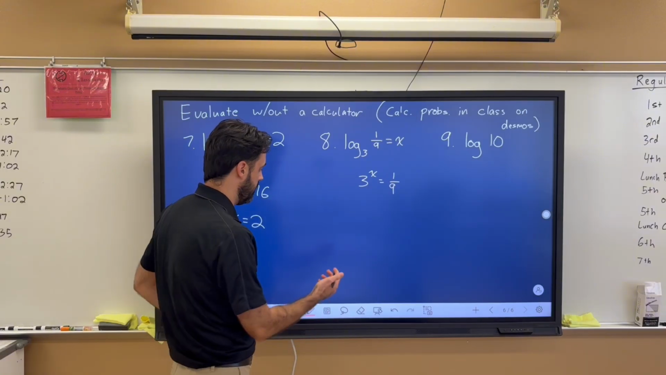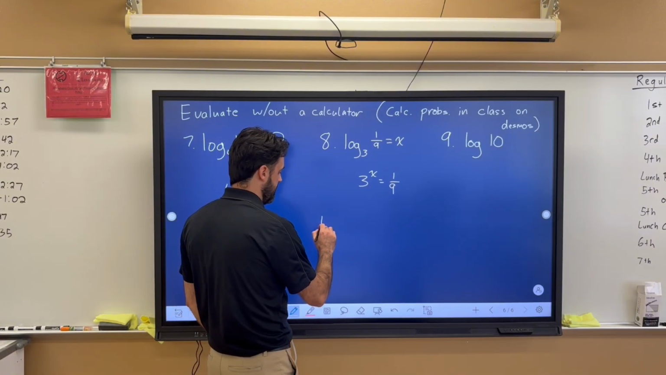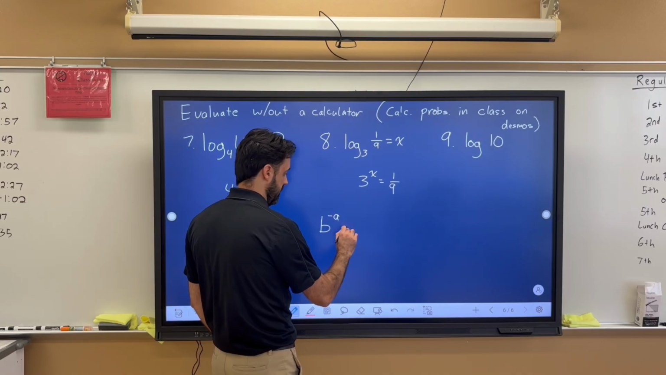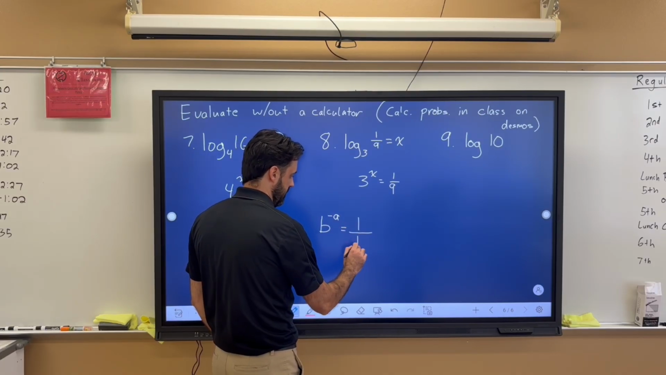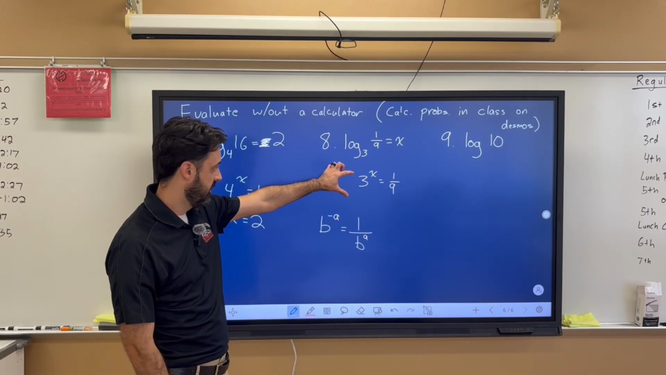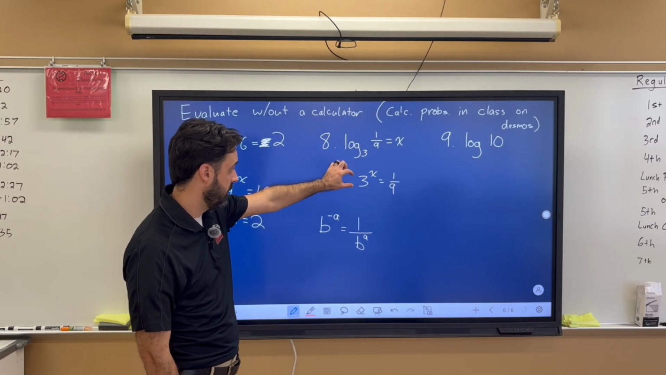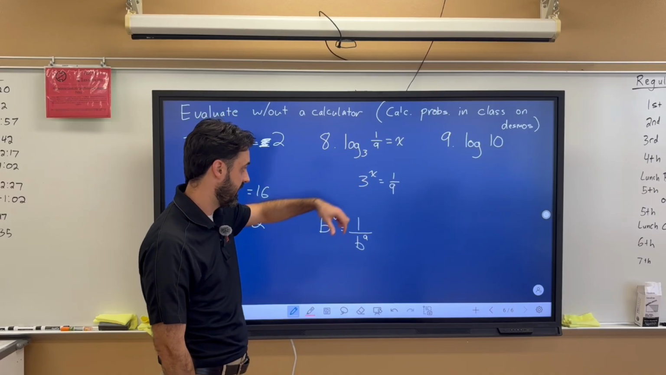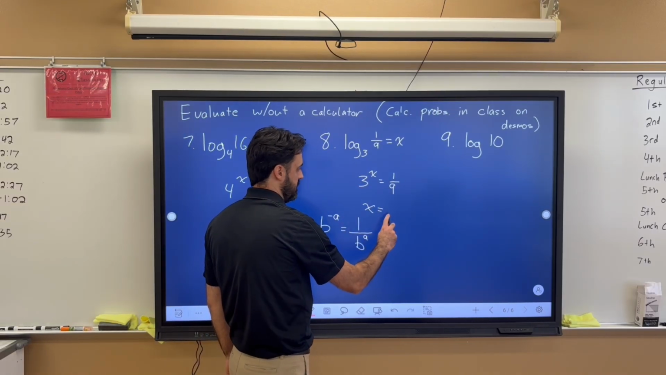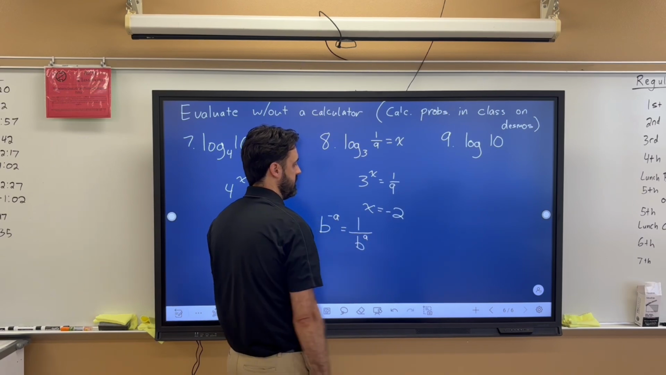And so you might remember one of our previous lessons was if we had something to a negative exponent, that it would equal this right here. And so that's what's going to happen here. To turn the 3 into a 9, it's going to have to be to the second. But to turn the 3 into a fraction, it's going to have to be a negative exponent. And in this case, it would be -2.